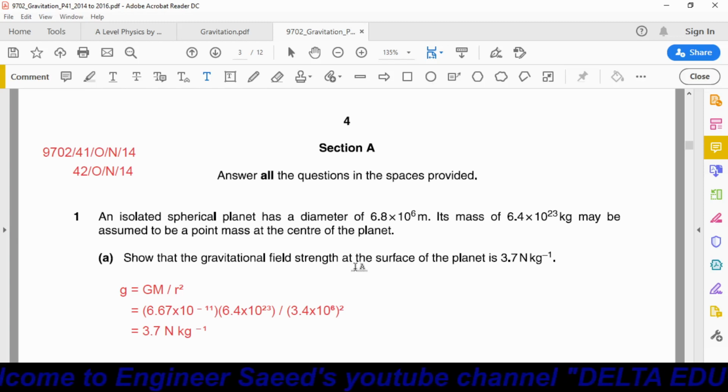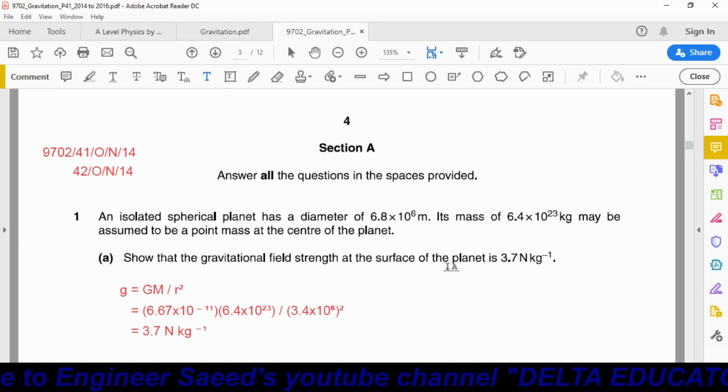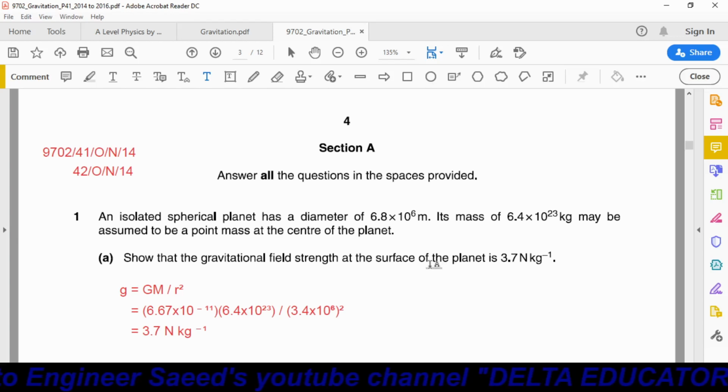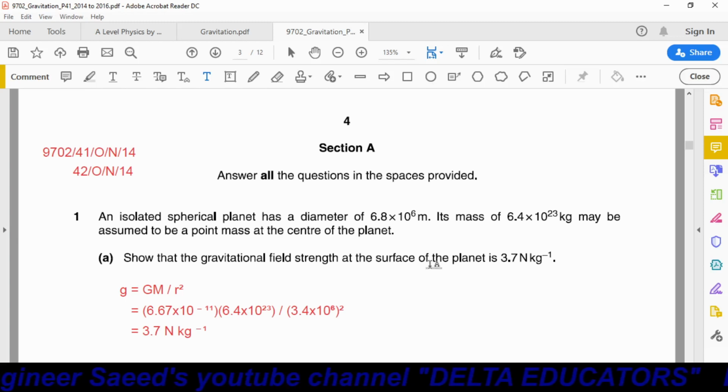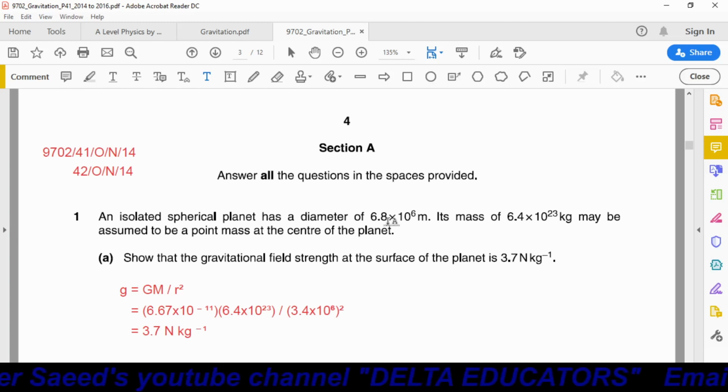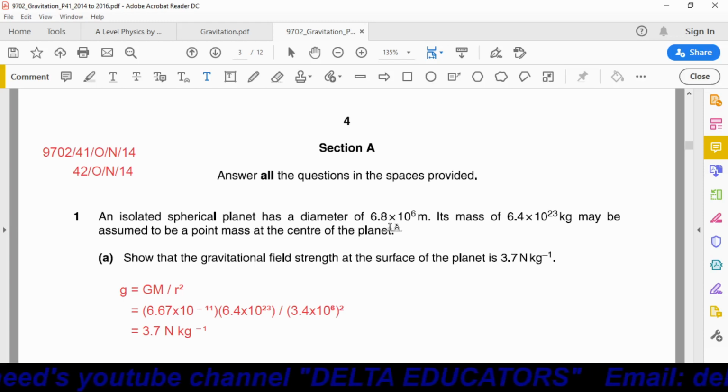We have to calculate the gravitational field strength at the surface of the planet. When we calculate it at the surface, the distance we have to take is from the center of the planet up to the surface. It means we take a distance equal to the radius of the planet.